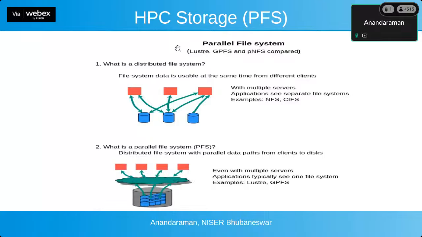Some of the famous parallel file systems are the Lustre file system, the GPFS file system, and pNFS, parallel network file system. Here, in a distributed file system, concurrent read is possible, but concurrent write is not possible. But in a parallel file system, concurrent read and concurrent write are both possible.